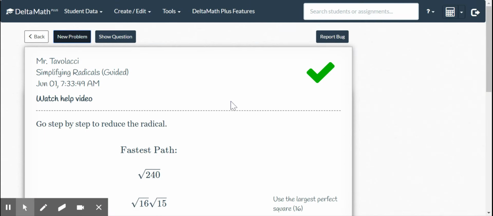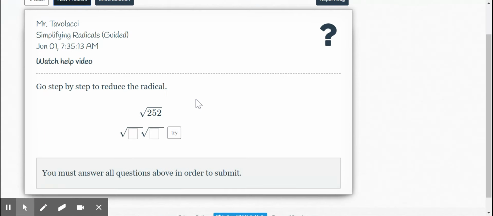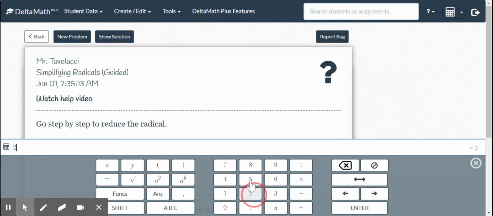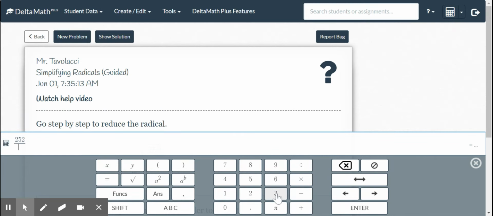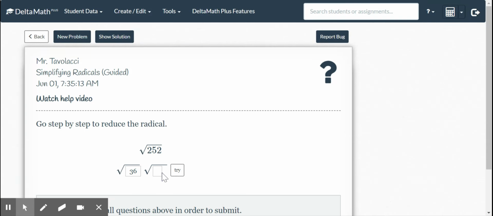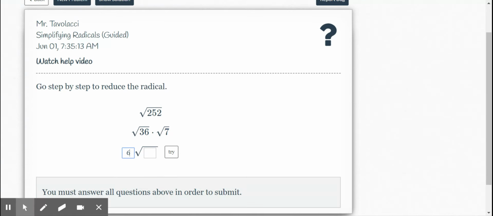Okay, I'll do one more and then we'll go off to the next section. 252 we actually did before, so that would have been 36. Let's grab the calculator real quick. Wow, I totally blanked on what it was before. 36 and 7. Okay. So 36 on the outside, 7 on the inside. That's a good way to break it down. Square root of 36 is 6, and the square root of 7 we can't take.